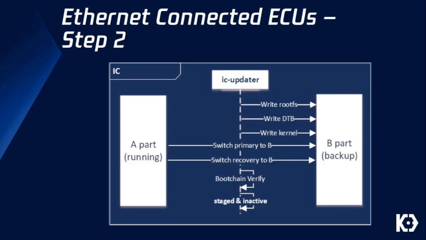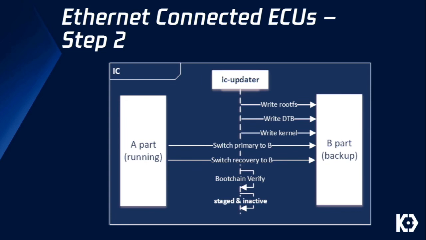And then it comes to step 2. You can see it basically works like Android A/B update. There is the A part, which is the running part, and the B part, which is the backup part. The current software is running on the A part. And the IC updater will just write the new rootfs, the new DTB, and the new kernel to the B part.